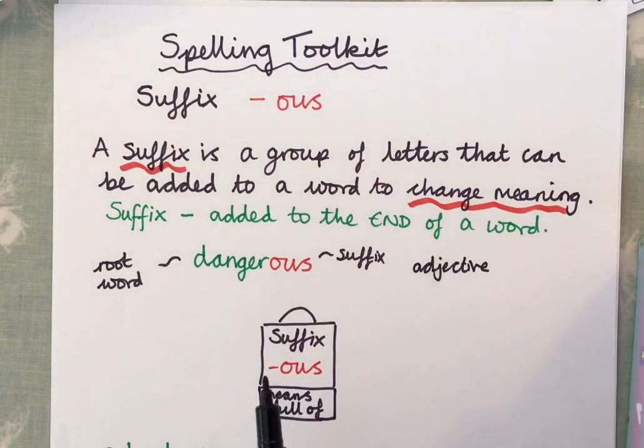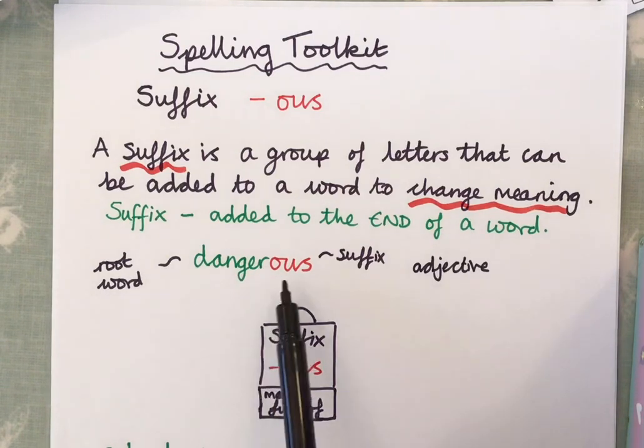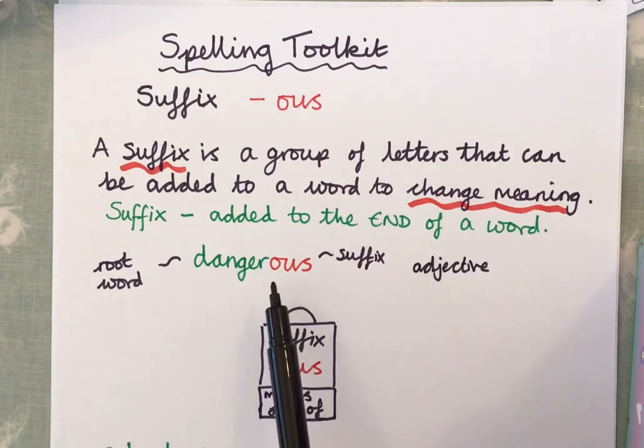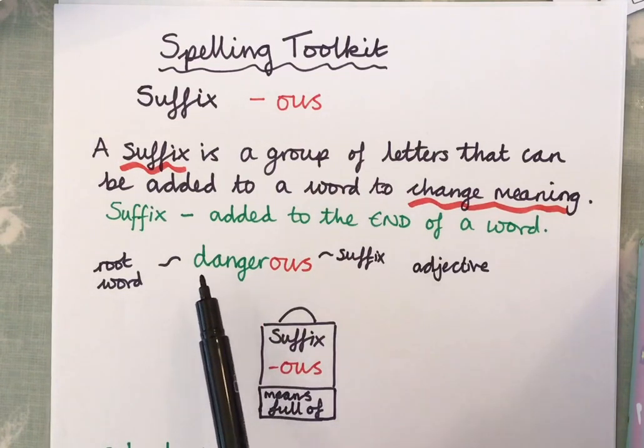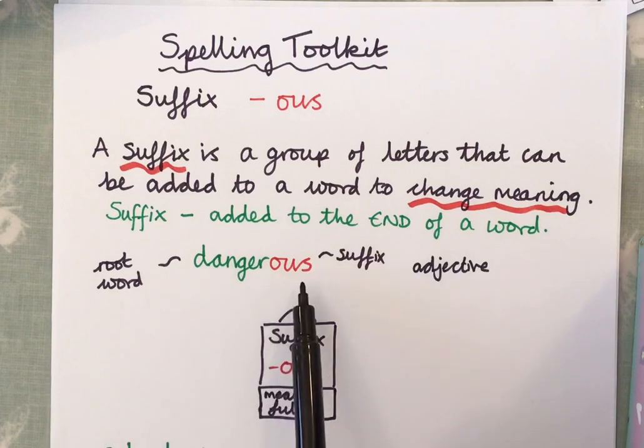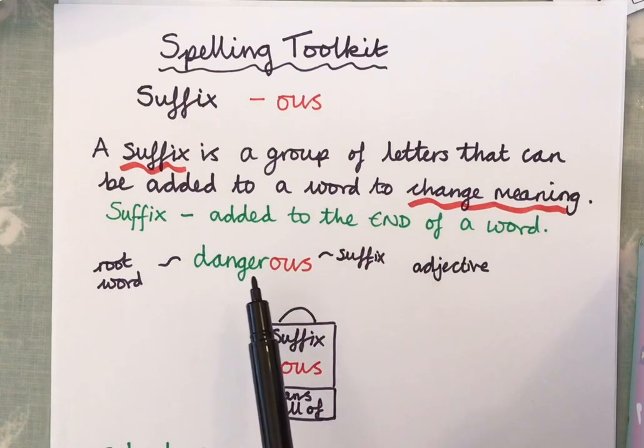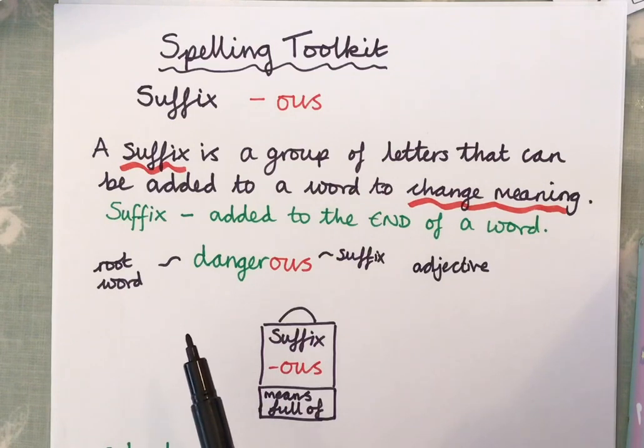Now, what does the suffix -ous mean when we put it onto a word? Well, the suffix -ous means full of something. So when we add it to a root word, we turn that noun into an adjective which is full of something. For example, dangerous: something is full of danger. So when we say the journey was dangerous, we mean that the journey is full of danger. So O-U-S, -ous, means full of.